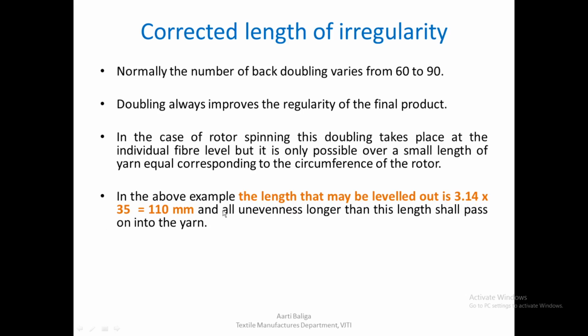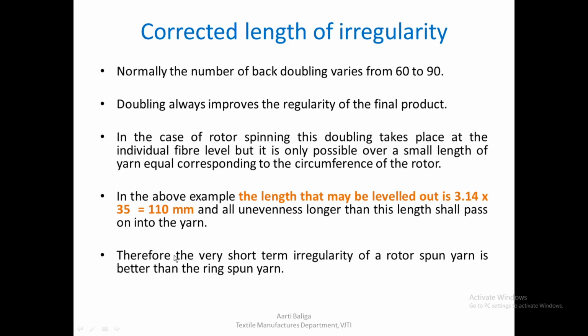So in the above example, the length that may be leveled out is 3.14 into 35, that is pi into d, the diameter of the rotor that is given to us, that's equal to 110 mm. Whatever evenness is happening is only happening in this much length because of the back doubling phenomenon that we just saw. All other faults or irregularities above 110 mm will all pass into the yarn. So they will still be there in the final yarn. Therefore, only the very short term irregularity of a rotor spun yarn is better when you compare it with a ring spun yarn.